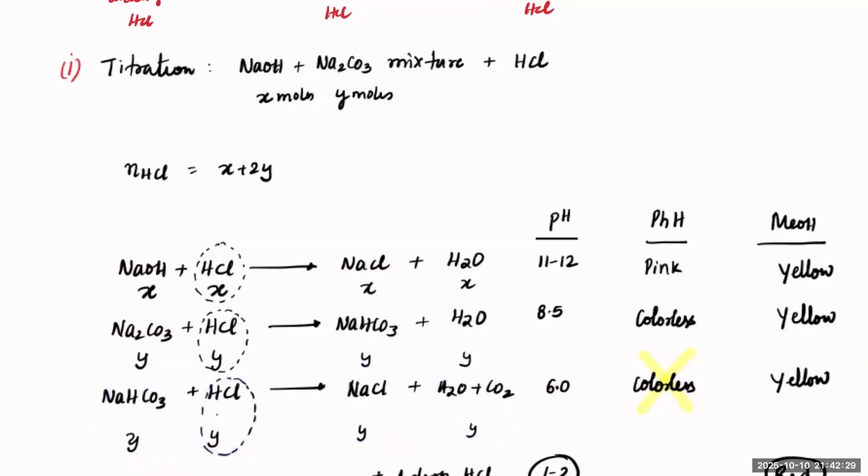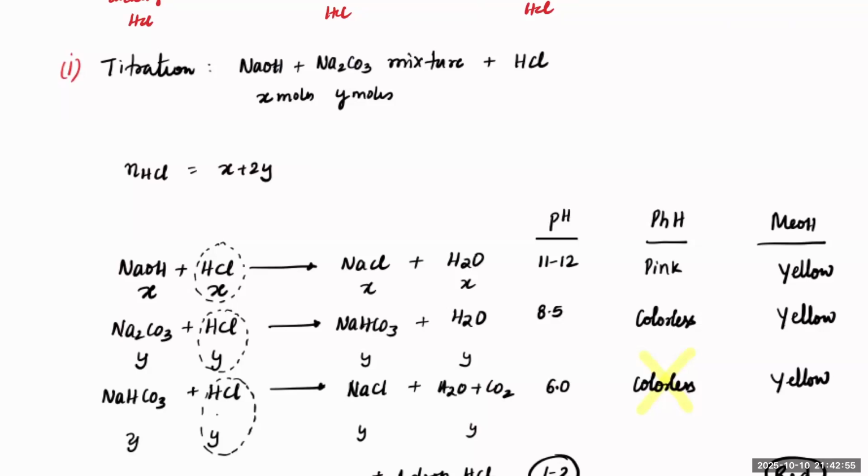Which means how many moles of HCl in total are going to be required to complete the titration of this one, to completely react with all the basic nature that they can provide? So for NaOH and Na2CO3 together, how many moles of HCl are required? X plus 2Y. Does that make sense?